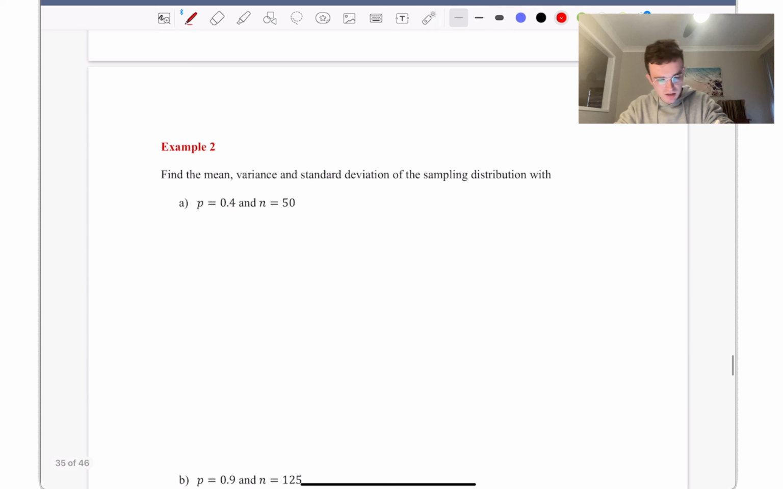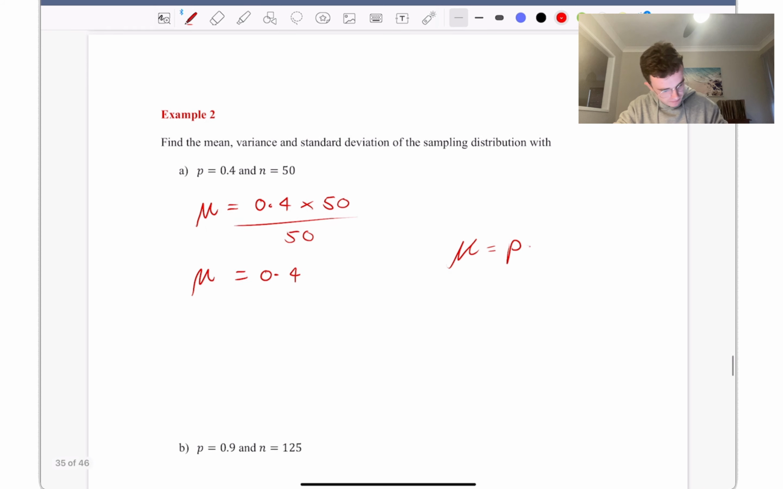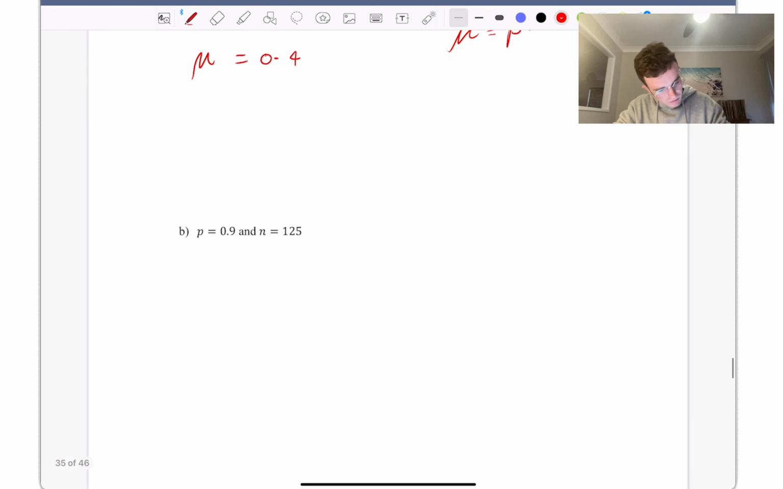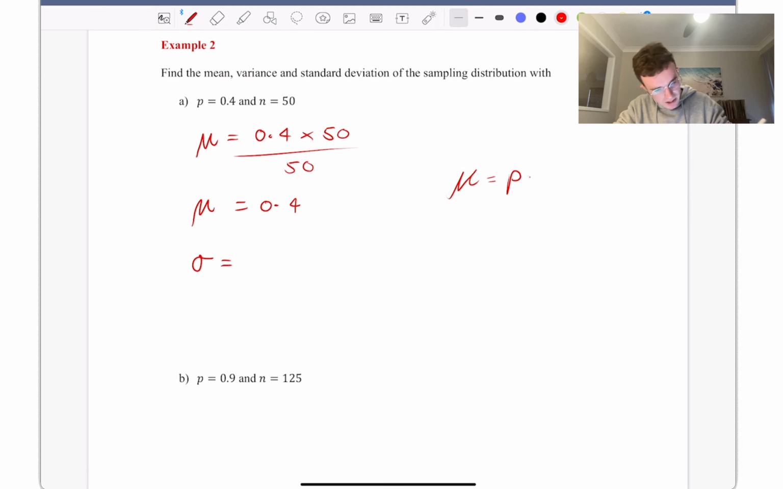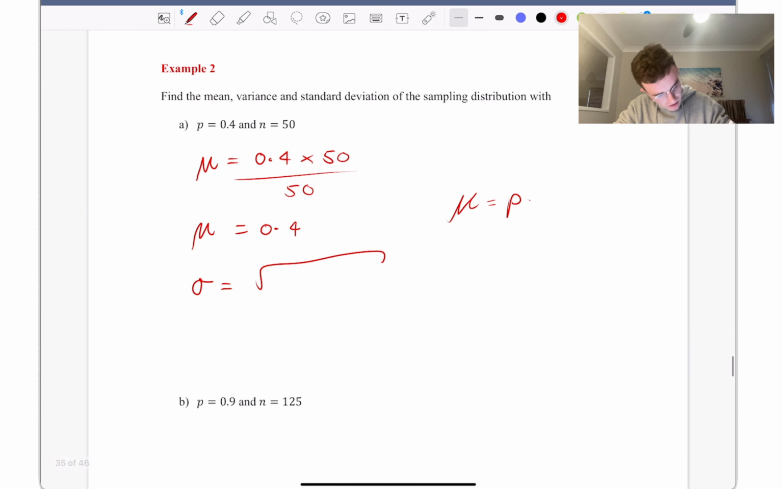So find the mean, variance, and standard deviation of a sampling distribution of p̂ if p is 0.4 and n is 50. Well, for a normal binomial random variable, it'd be 0.4 times 50, but we divide it by 50, which is 0.4, which confirms that formula, that the mean is equal to p. And we're going to do the standard deviation. So the standard deviation is the square root of npq, where n is 50, p is 0.4, q is 0.6, divided by 50.